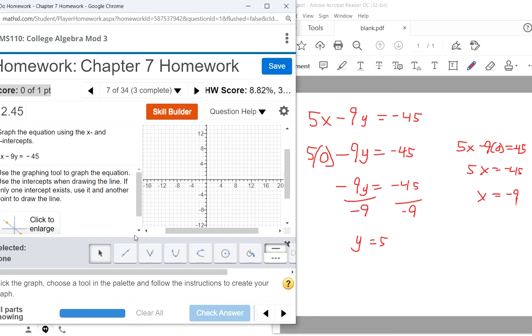So to make that graph happen with a graphing tool, you got to click this line button down here. And you got to click on the intercepts. It won't let you do it any other way. It's got to be precise or else it'll mark it wrong.